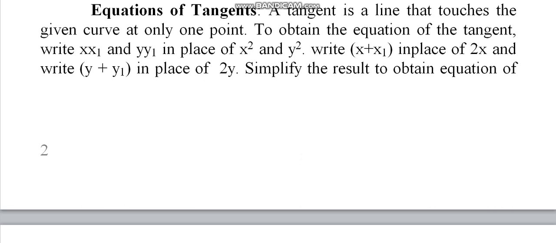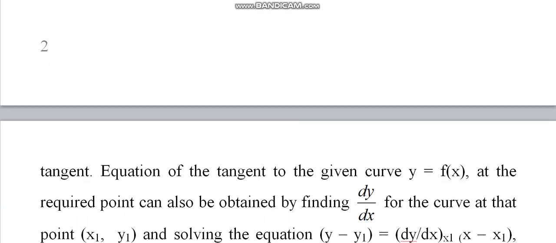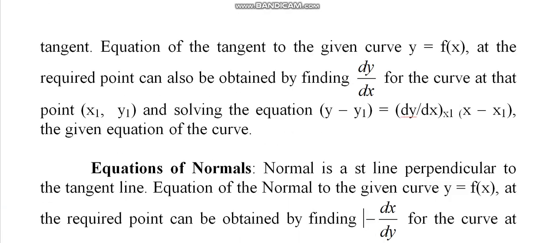There is another method, another form where we can find the equation of the tangent to the given curve y is equal to f(x). That is, we find dy by dx for the curve at the point, say (x1, y1), and then write the equation y minus y1 is equal to dy by dx at (x1, y1) into (x minus x1). This gives the equation of the tangent.